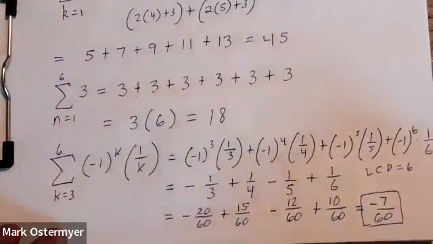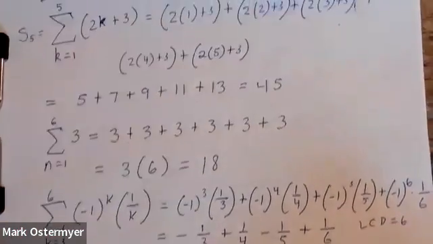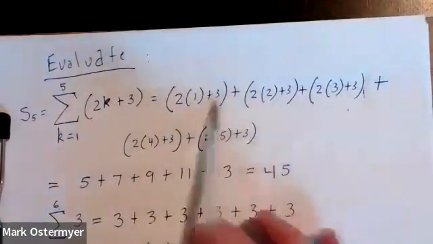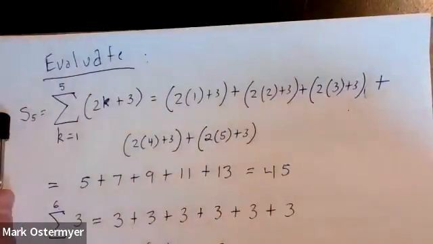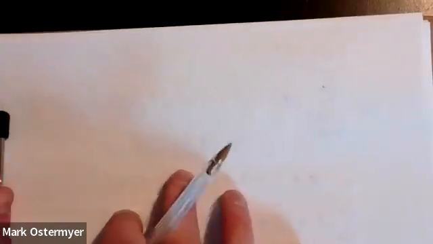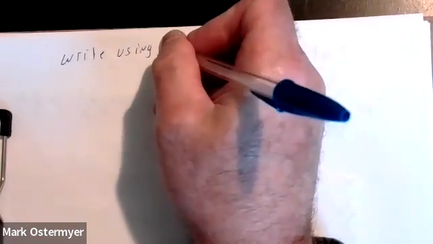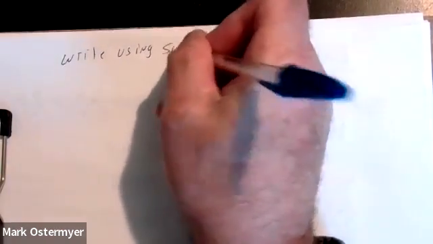Okay, so up to this point, we were given the summation and we were asked to actually evaluate it. What if we're given the summation written out in long form and we're asked to write it using more compact summation notation or sigma notation? So what if we were asked to write this sum using summation notation?